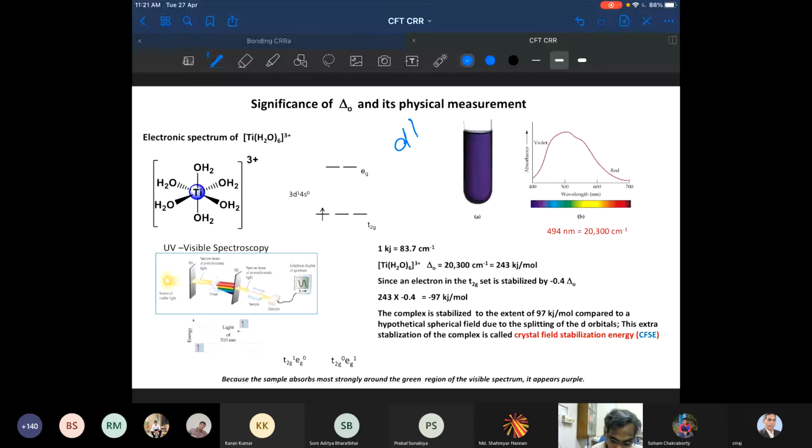Only one electron. That one electron, obviously, will go to the t2g orbital. There is no other way. Now, assume that I have this complex in a test tube. Now we are going to talk about this energy level, what I mentioned, the CFS, crystal field stabilization splitting energy.